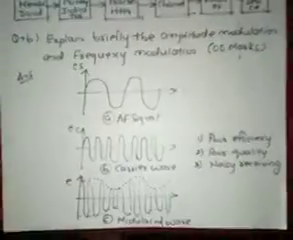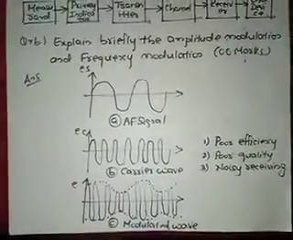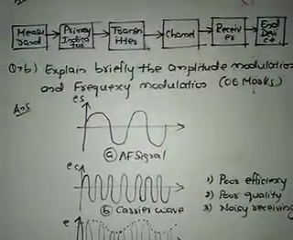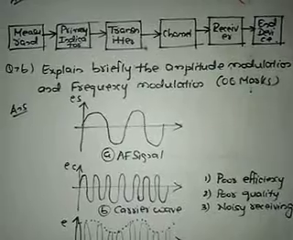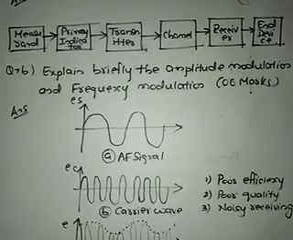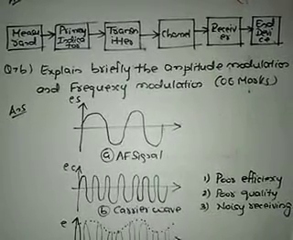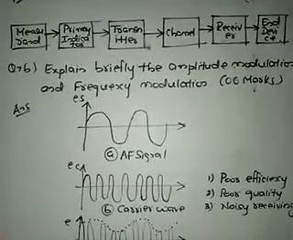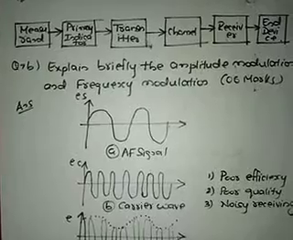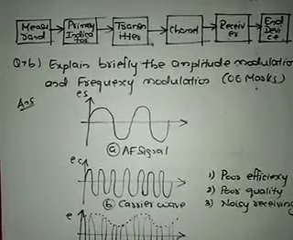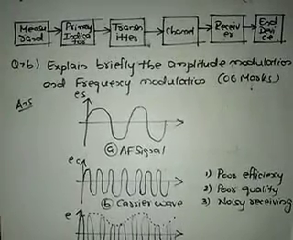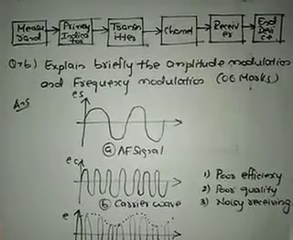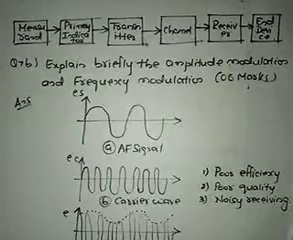Let us try to understand what is amplitude modulation. Here, if we want to transmit only the information signal, it is not possible. So the information signal is mixed along with the carrier signal and then transmitted to the receiving end. This process we call modulation.